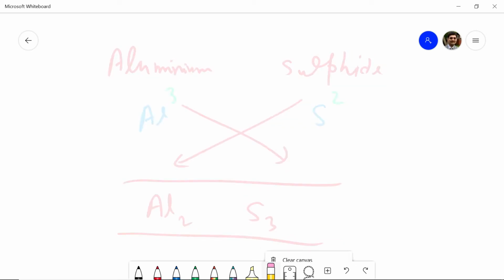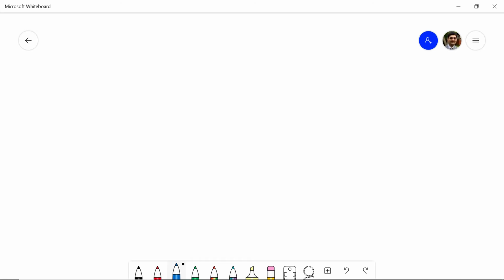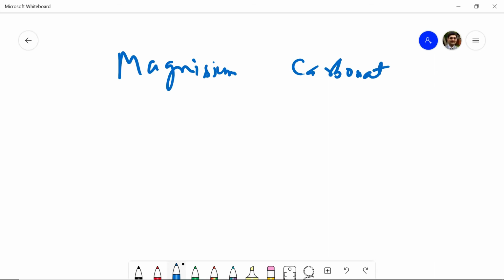Similarly, moving to further examples, so we say magnesium carbonate. So magnesium symbol is Mg, and then carbonate is a compound ion, so it is CO3 2 minus. So magnesium is in second group, so the valency of magnesium is 2.